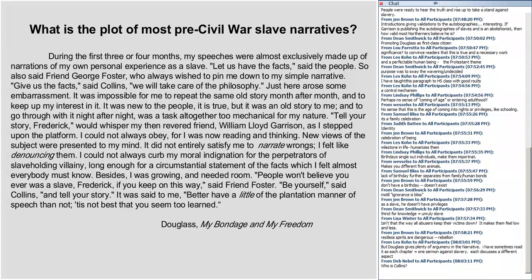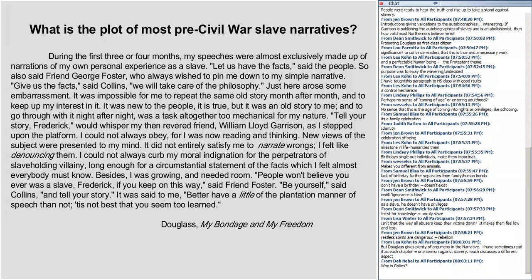"I was growing," he says, "and needed room." And so here's the result. Tremendous irony here. "People won't believe you ever was a slave, Frederick, if you keep up this way. Be yourself," said Collins, "and tell your story. Better have a little of the plantation manner of speech than not. 'Tis not best that you seem too learned."